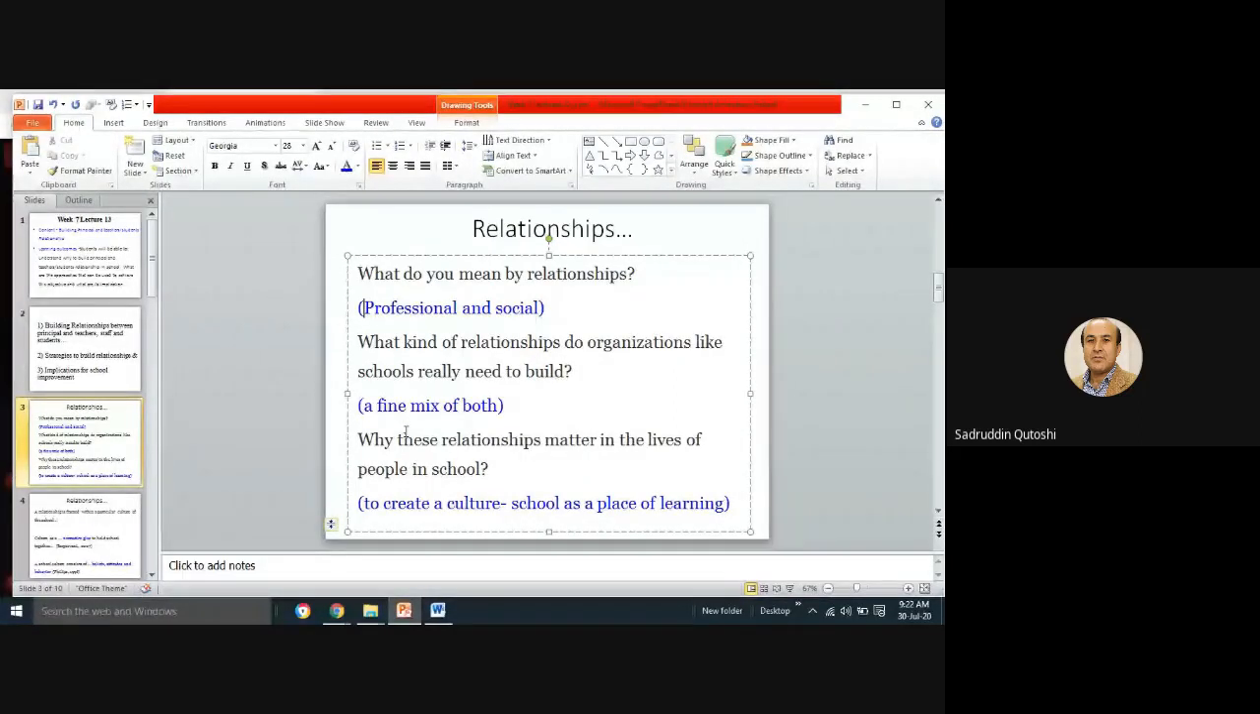Why do these relationships matter in the lives of the people in the school? Because you need to create a culture, you need to develop the school as a place of learning. For that, you have to understand the importance of professional relationship and the importance of social relationship, so as to create a school culture. That's how you can understand the meaning of relationship.